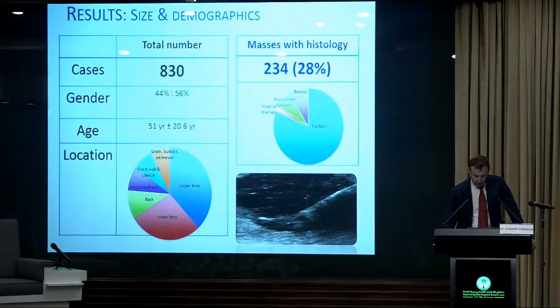Overall, in the 5-year period, we looked at all 830 superficial soft tissue masses, and of these, eventually 28%, or 234 patients, had histology, and histology was acquired usually with tumor excision, but occasionally with biopsy or biopsy followed by tumor excision. But about a quarter of cases eventually had a histological diagnosis.